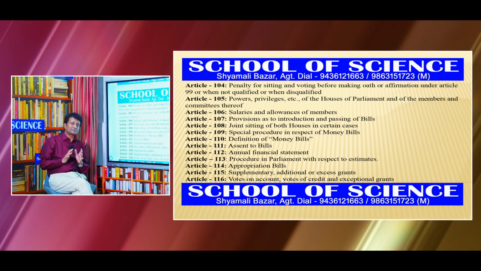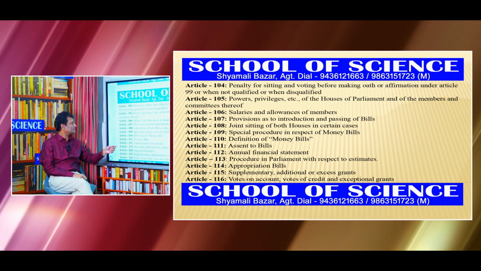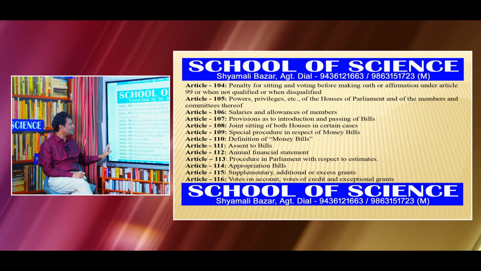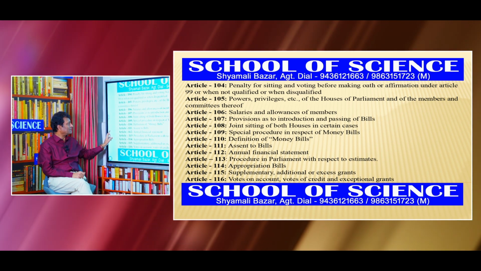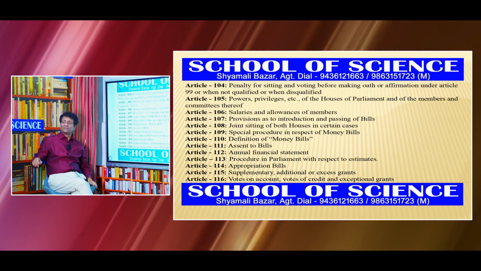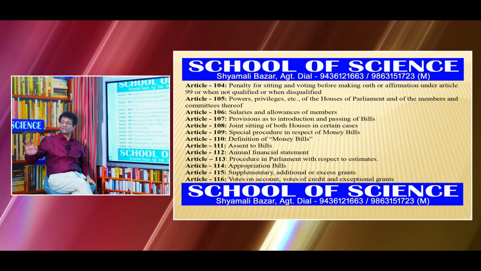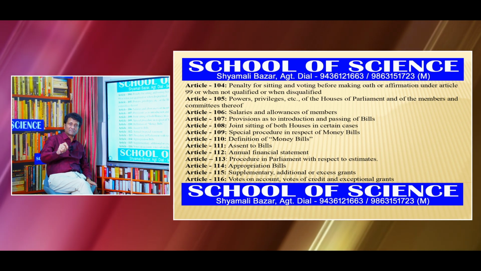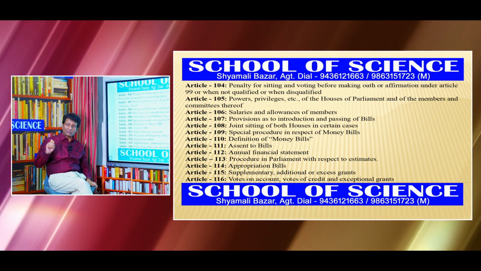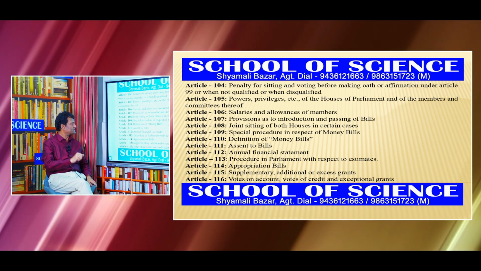What bills are money bills and what are non-money bills? The definition is contained in Article 110. Assent of bills. 112 is annual financial statement, what we call budget. The word budget is not there in the Indian Constitution, but the word budget is being replaced by Article 112, which is called annual financial statement.